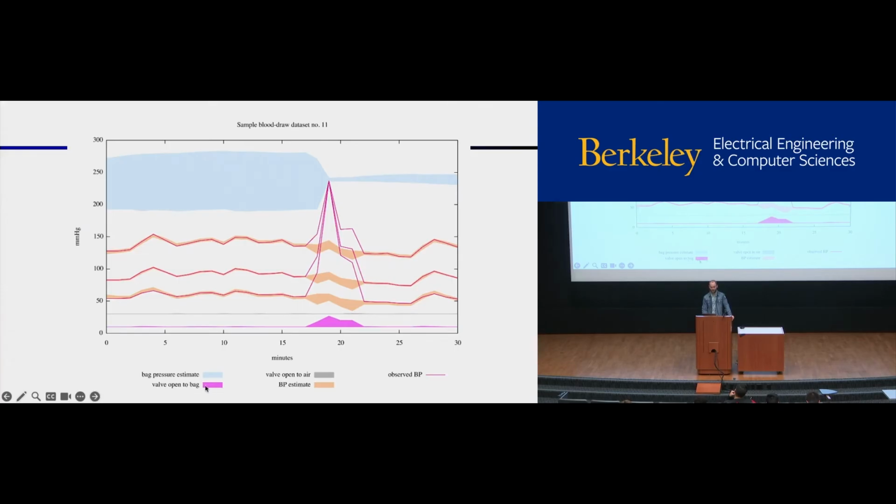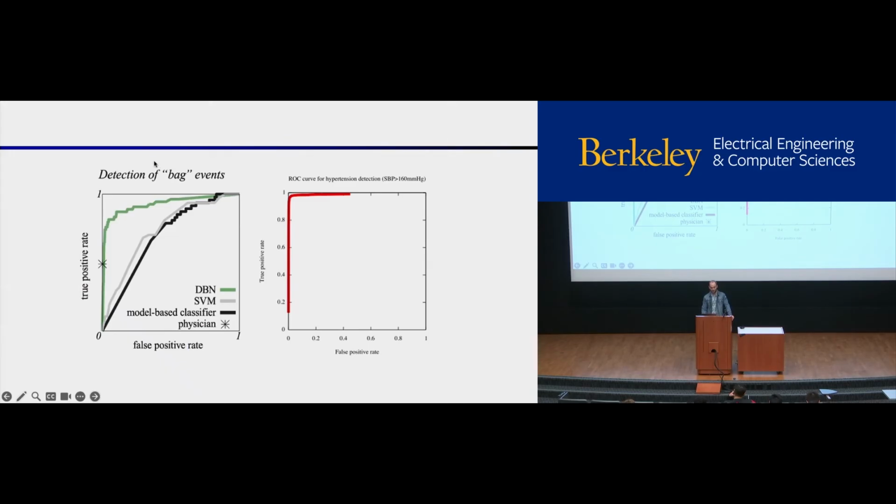Here is the probability that it assigns to the valve being open to the bag, which causes it to be measuring the bag pressure. So for the detection of bag events, I'm not going to go into exactly what an ROC curve is, but maybe some of you have seen it in other contexts. Basically, it's good for the curve to be hugging the top left here, and this is what the dynamic Bayes net allows you to do, so that's pretty good. Other methods are way worse.